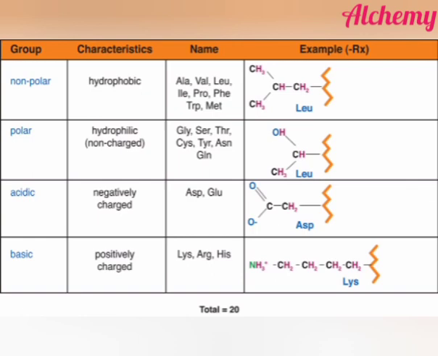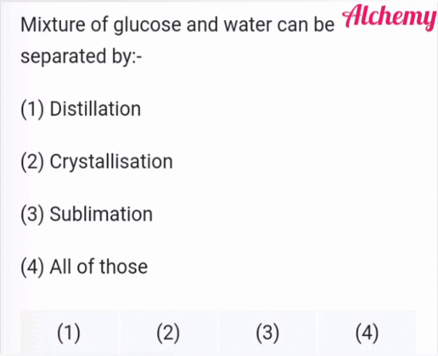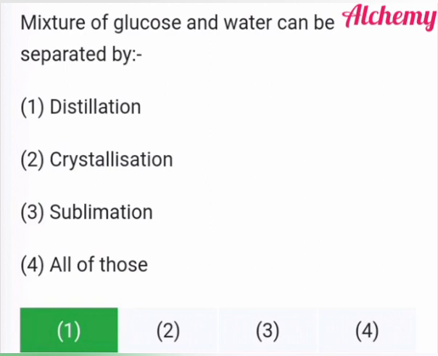Amino acids are classified into non-polar, polar, acidic, and basic. The acidic amino acids are aspartic acid and glutamic acid, whereas the basic amino acids are lysine, arginine, and histidine. Next question, the mixture of glucose and water can be separated by? The mixture of glucose and water can be separated by distillation, which involves heating the mixture until the water evaporates, leaving behind the sugar crystals.